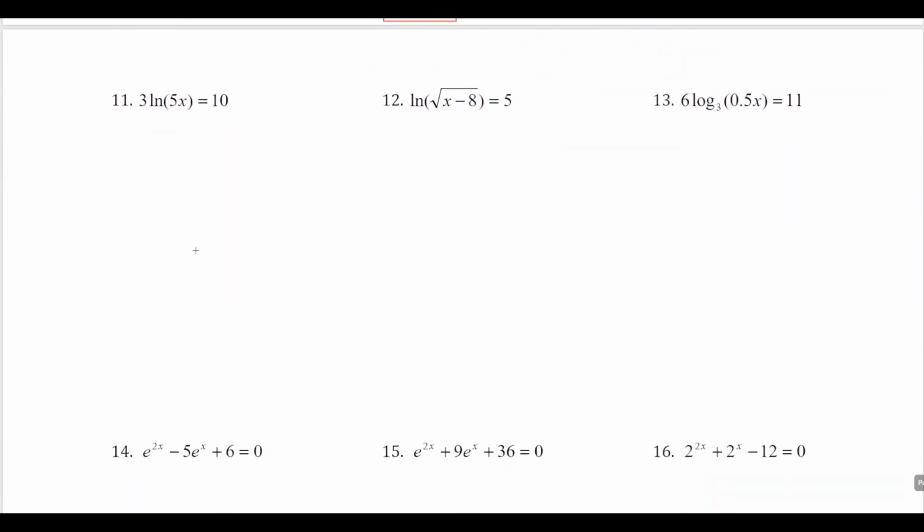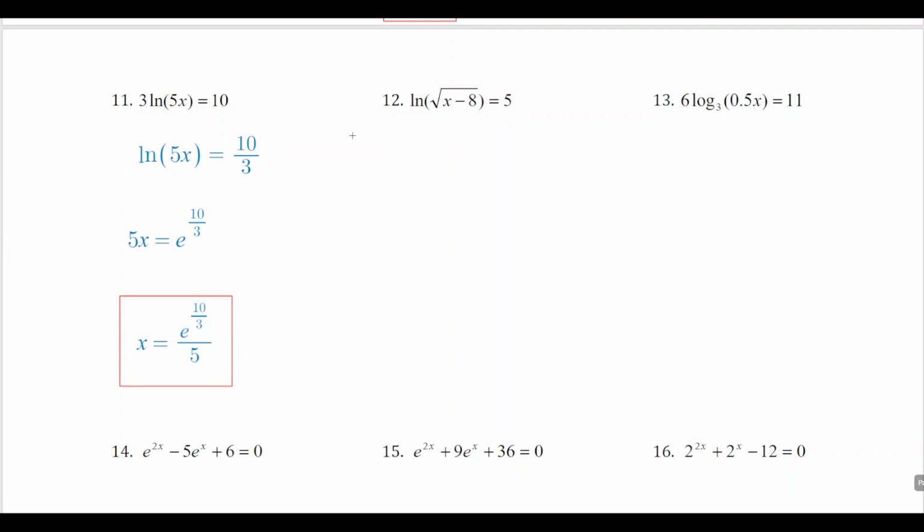For number 11, I'll start by dividing both sides by 3. And so I get the natural log of 5x equals 10 thirds. And then rewriting this, I get 5x equals e, which is the base of the natural logarithm, to the power of 10 thirds. And then finally, I'm going to divide by 5. So some of these solutions are just very strange looking, but don't let that throw you off. That's just what they are. We can't simplify it at all, so that's our solution right there.